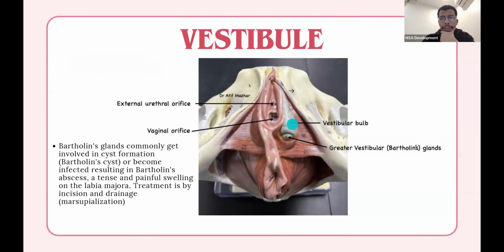Here is the vestibular bulb, as we mentioned. This is the Bartholin gland. So the vestibular bulb, towards the end of it, we have the gland itself. Then we have the vaginal orifice, external urethral orifice.